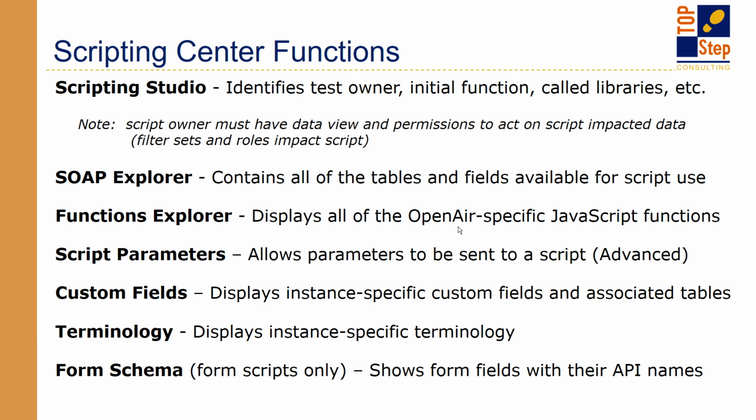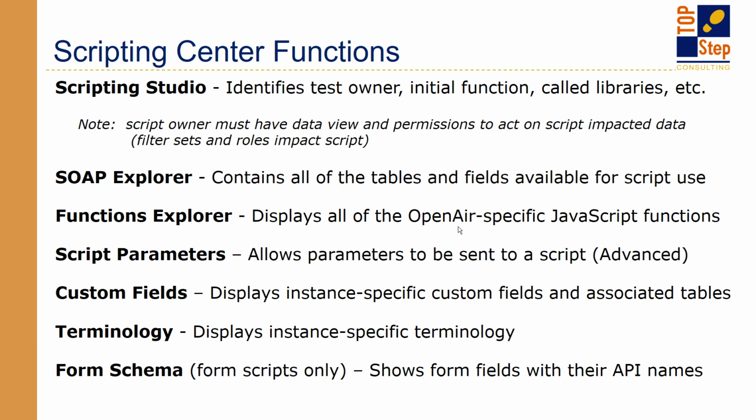And one word on that: if you do decide to go to OpenAir's Data Dictionary, you'll find that the names of the tables and the fields don't match what the Scripting Center is looking for. Usually it's a matter of one having an underscore and the other one not. So if you use any source other than this SOAP Explorer to find the names of fields and tables, you're going to get errors in your code because the names are not what the Scripting Center is expecting.